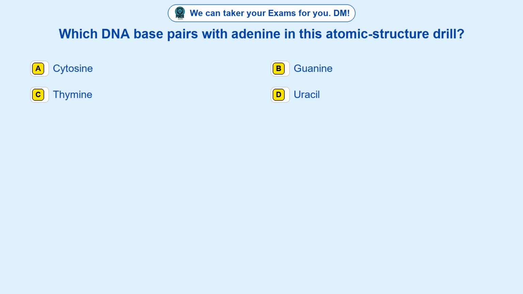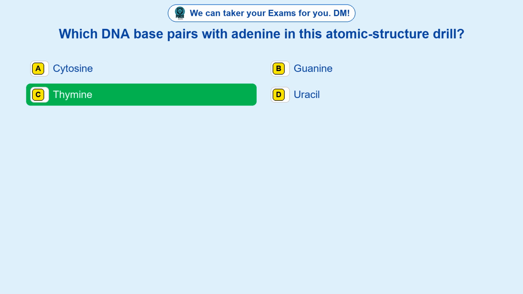Question 7. Which DNA base pairs with adenine in this atomic structure drill? Option A, cytosine. Option B, guanine. Option C, thymine. Option D, uracil. The correct answer is option C, thymine.